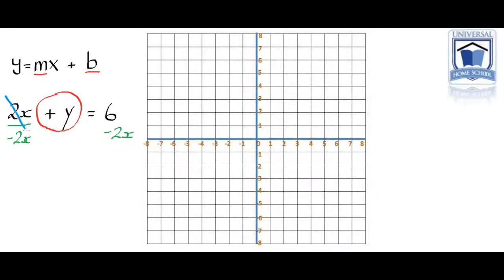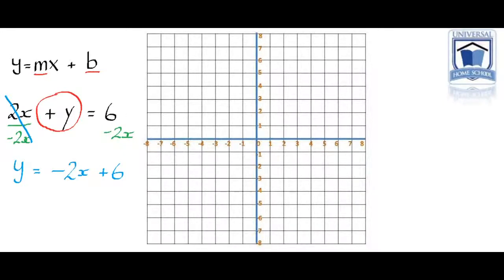So let's rewrite the formula. We can take away 2x, -2x. That's leaving y by itself, so y equals -2x plus 6.